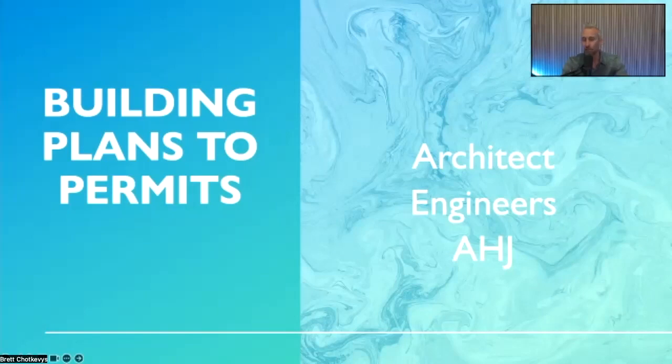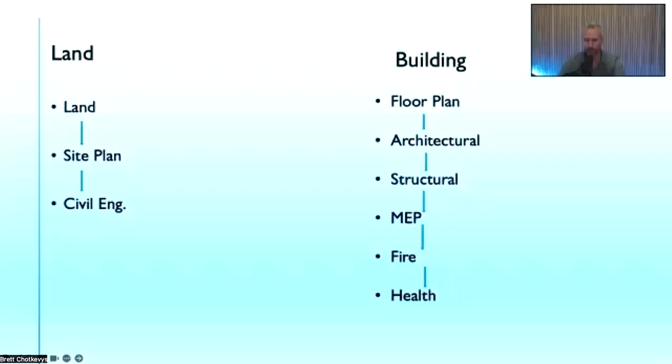So we'll walk you through a high level of the steps and a sequence of events. And then I'll show you some of my plans to give you some context for some of these things. We'll be talking about the architect, engineers, and AHJ, authority having jurisdiction. It's an all-encompassing term for your city, your health department, your fire marshal, anybody who has jurisdiction, a local authority. It all goes in this sequence here.